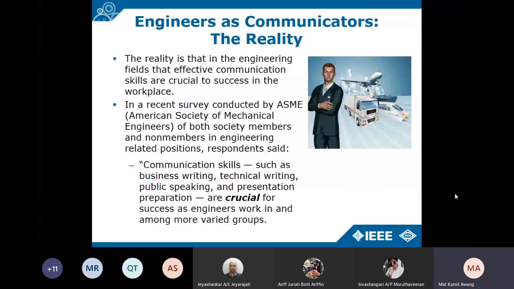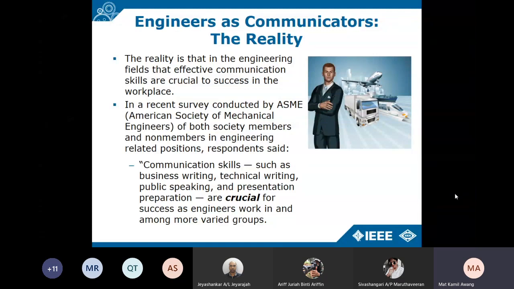In the engineering field, effective communication skills are crucial to success in the workplace. So in the surveys done by the American Society of Mechanical Engineers, it says that communication skills such as business writing, technical writing, and public speaking and presentation preparation are crucial for success as engineers work in and among more varied groups. So communication skill is crucial.